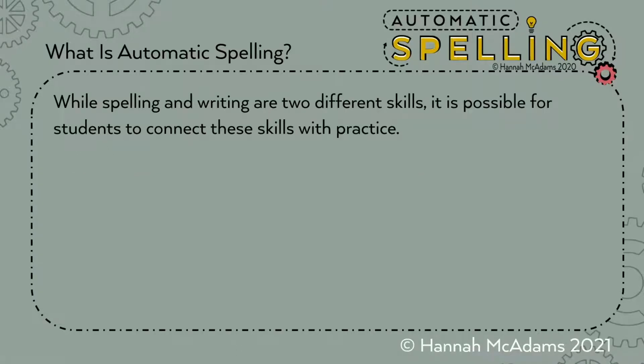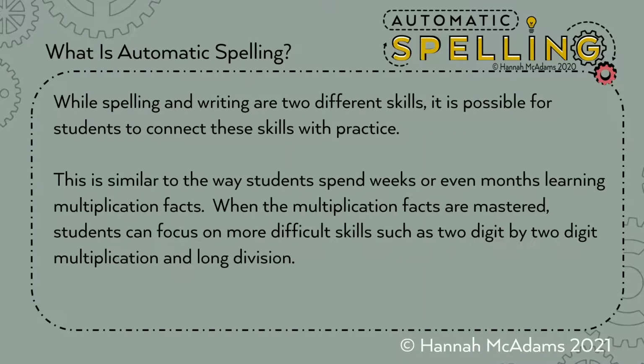While spelling and writing are two different skills, it is possible for students to connect these skills with practice. This is similar to the way students spend weeks or even months learning multiplication facts. When the multiplication facts are mastered, then students can focus on more difficult skills in math, such as 2-digit by 2-digit multiplication or even long division. We have to master those facts first before the other things become a little easier to do.